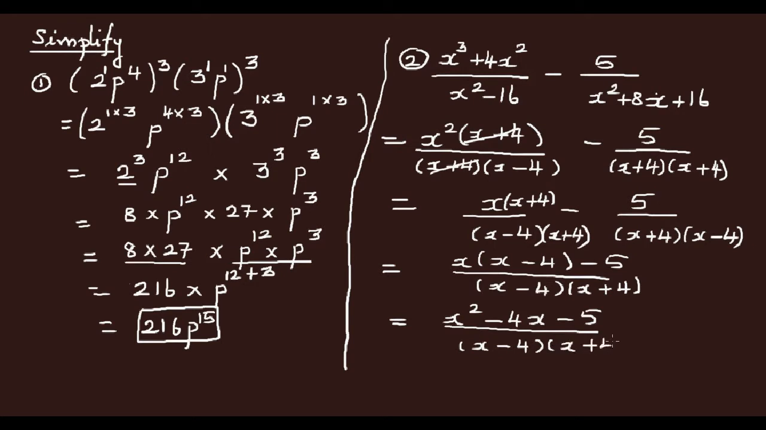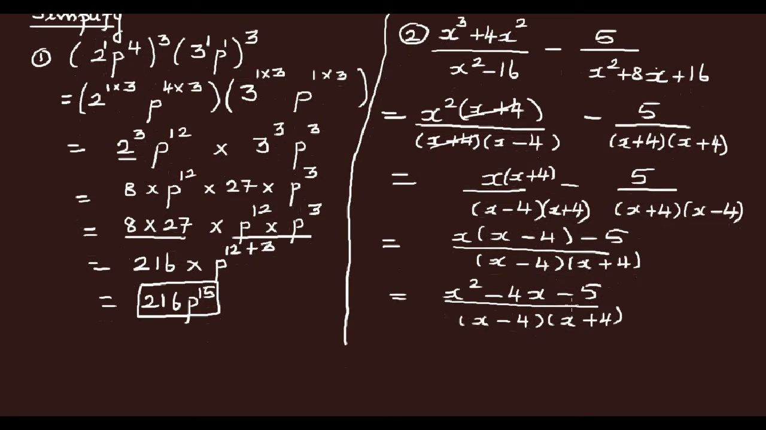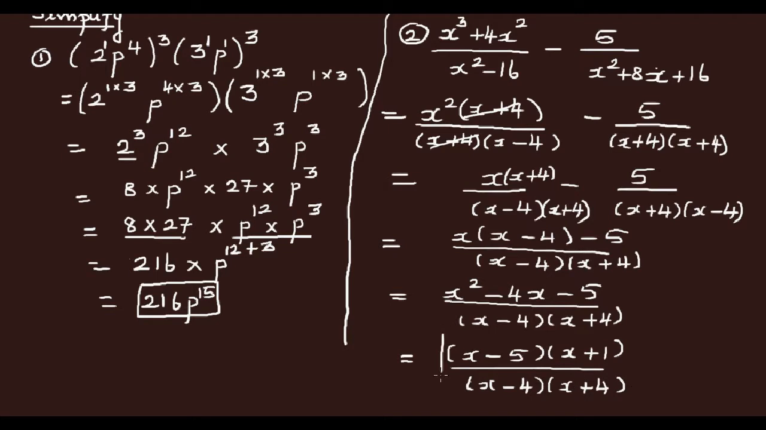Now can you factorize the numerator? Well, I can. The two factors of negative 5, which add to give negative 4, are negative 5 and plus 1. So it will be (x minus 5) times (x plus 1) divided by (x minus 4) times (x plus 4). And that's all. You can't simplify this anymore, and this is your final answer.